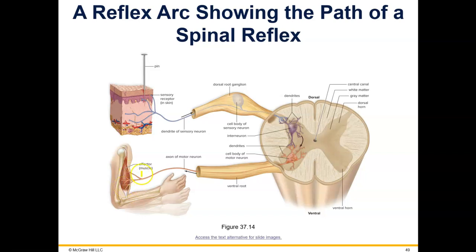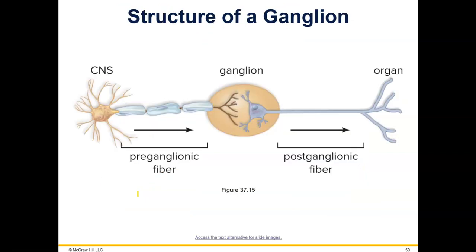So that muscle is called an effector. So you have a sensory receptor, then you have the nerve impulses sent to the dorsal root ganglion, and then to the interneurons, and then the ventral root is where the axons of the motor neurons are, and then they will send their signal to the effector, which in this case is a muscle.